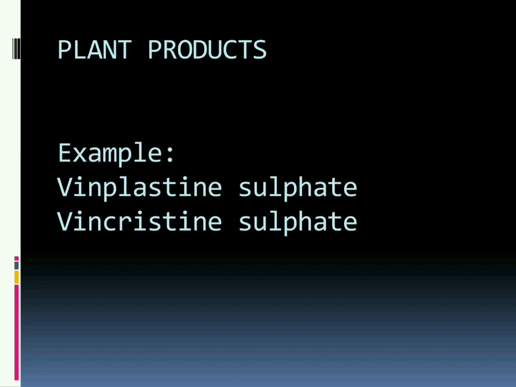Plant products. Certain plant products are also used as chemotherapeutic agents, such as vinca alkaloids. These alkaloids are isolated from Vinca rosea plants. Two vinca alkaloids have been found to be useful antineoplastic agents, namely vinblastine sulfate and vincristine sulfate. These compounds are similar in their structure and are dimeric compounds having indole and indoline groups in their molecules.